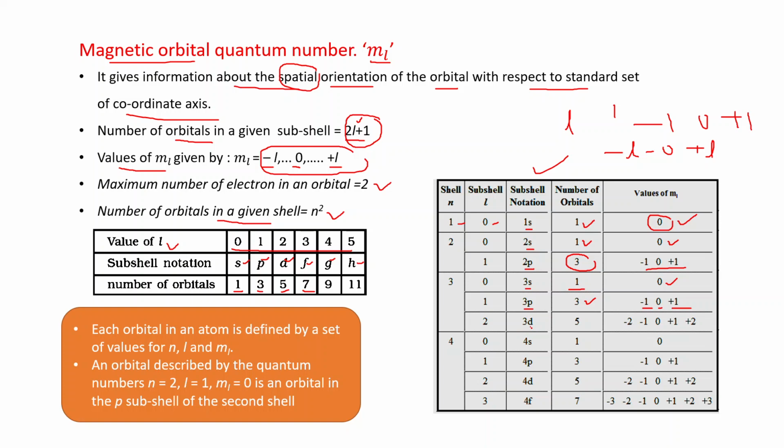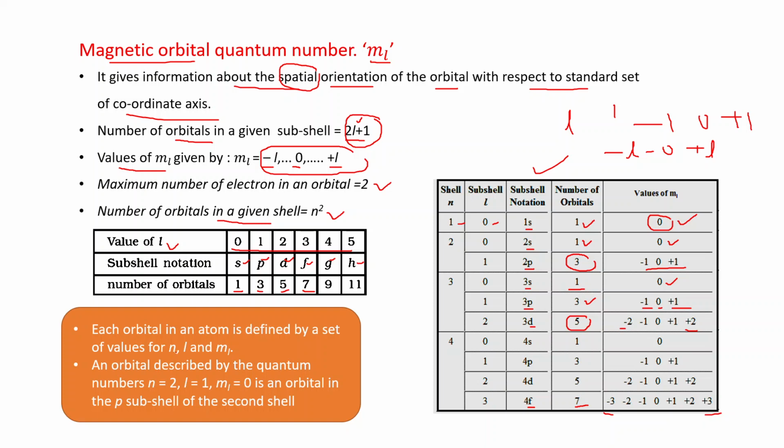Now again come to this d. The d subshell has 5 orbitals. Now what are the ml values of these 5 orbitals? For d, the value of l is 2. That's why we start from -2 and end at +2: -2, -1, 0, +1, +2. In this way, again come to f. 7 orbitals are there, and for f the value of l is 3. That's why we start from -3 and end at +3: -3, -2, -1, 0, +1, +2, +3.